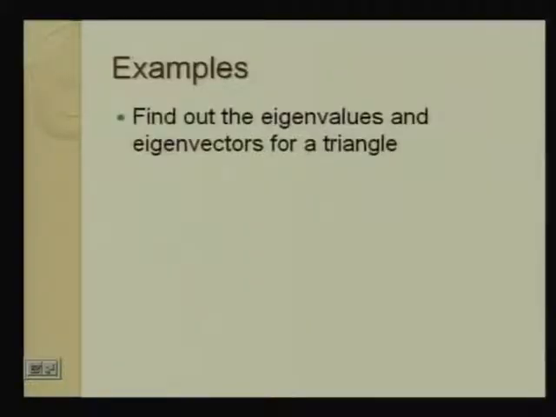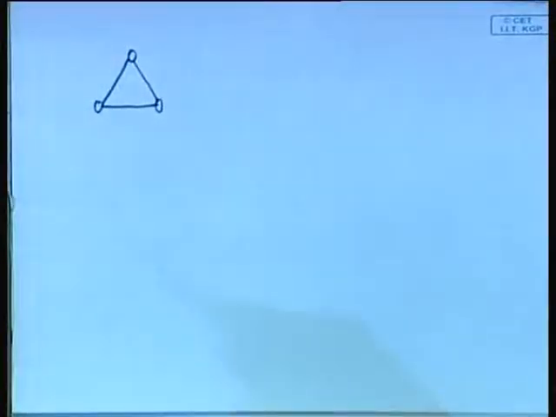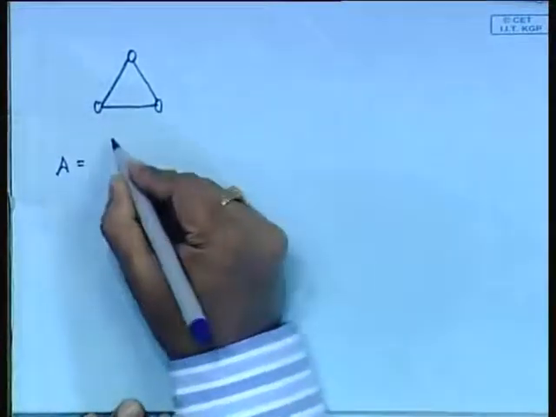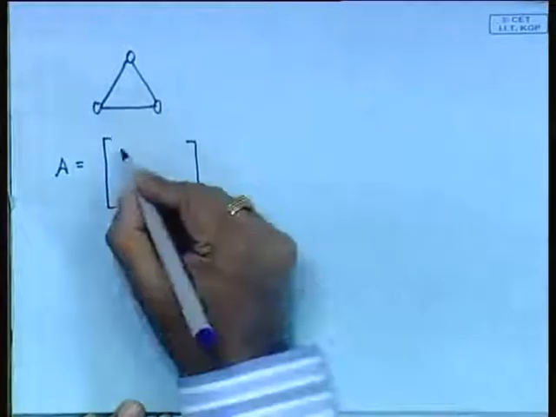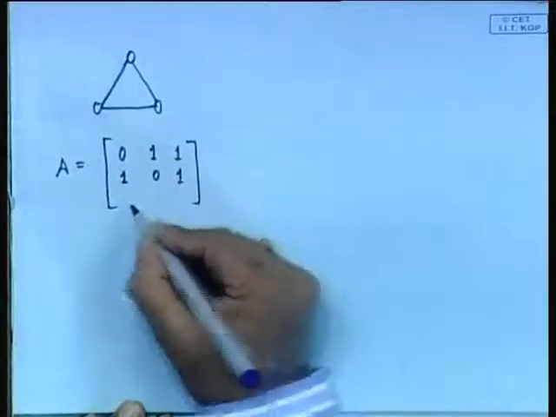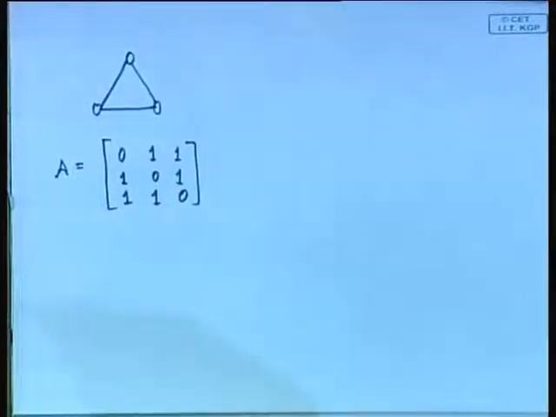It will be very clear with an example. We will start with a very simple example. So, I have a triangle, say a very simple graph. Okay. So, now let me ask you, find out the eigenvalues and eigenvectors of this graph. Let us try it. So, what is the adjacency matrix? Right. So, this is the adjacency matrix of this graph.